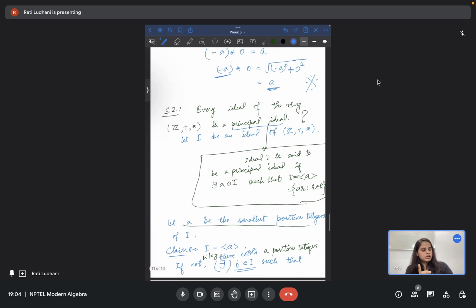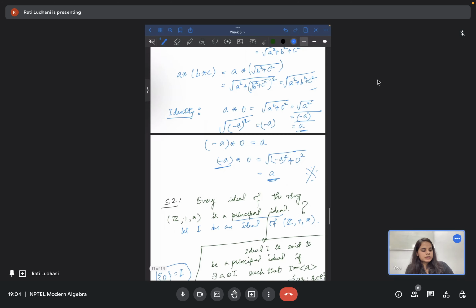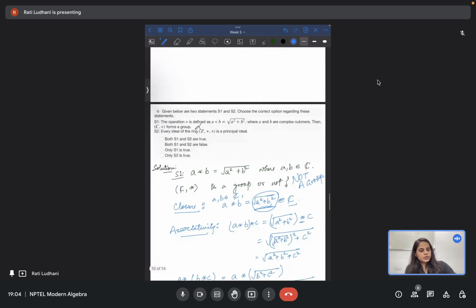Also, one more thing: we have taken every element. When can you not find a smallest positive integer? When the set is itself 0. If you have just 0, that is also an ideal, and it is generated by 0. So you have covered all the ideals. All the ideals in the ring Z are principal. Okay, so S2 is true. So only S2 is true.